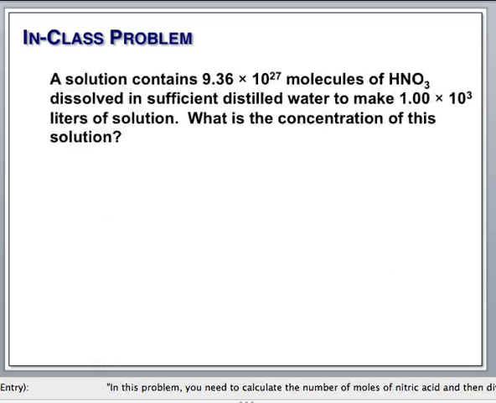All right, here's a different way to ask this. I have a solution with 9.36 times 10 to the 27 molecules of nitric acid. I'm going to take these and put them in 1,000 liters. What is my concentration?